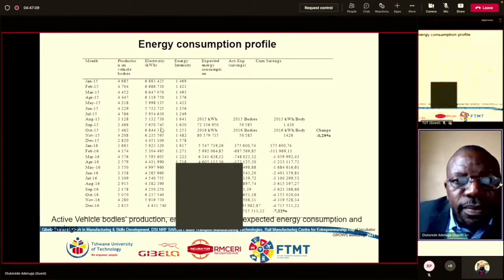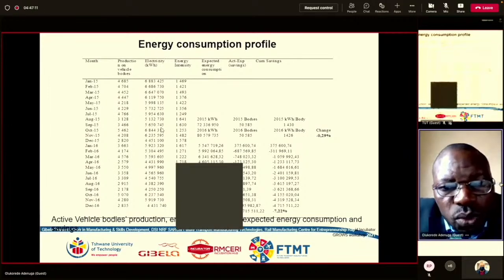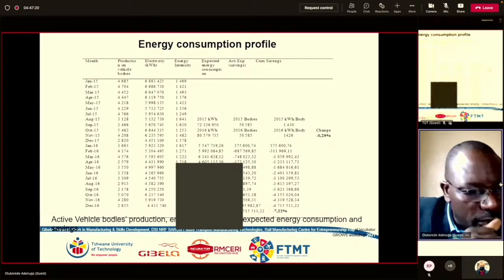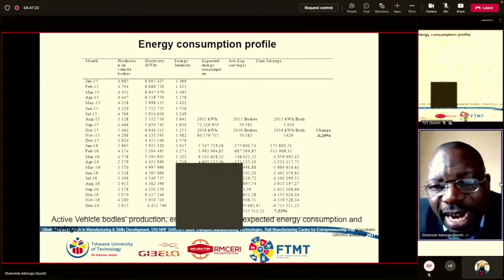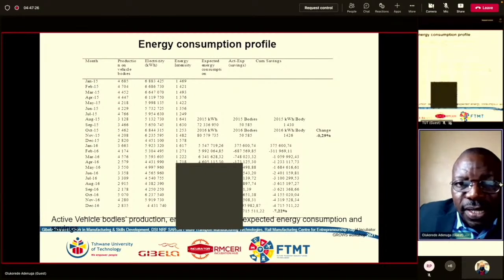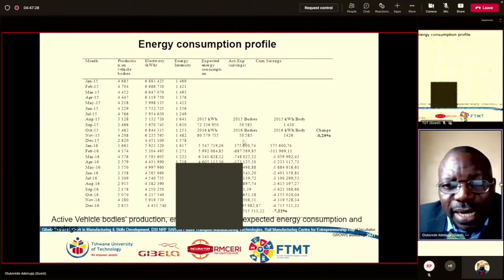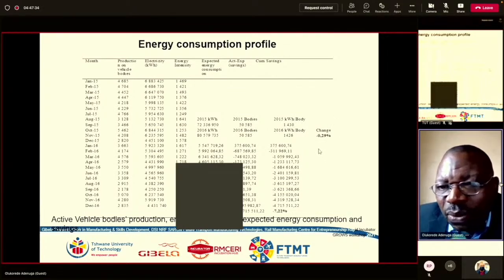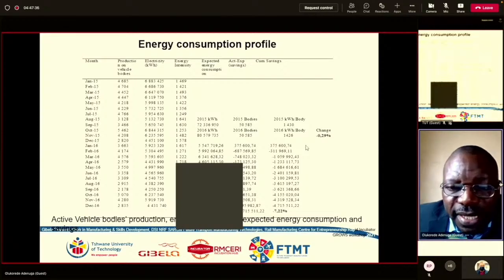And for the data we have used, we got this data from the National Cleaner Production Centre, a company that focuses mainly on energy conservation, energy savings and energy efficiency. And we were able to use a car body to carry out our study, and we realize that we get 29% savings from those data.